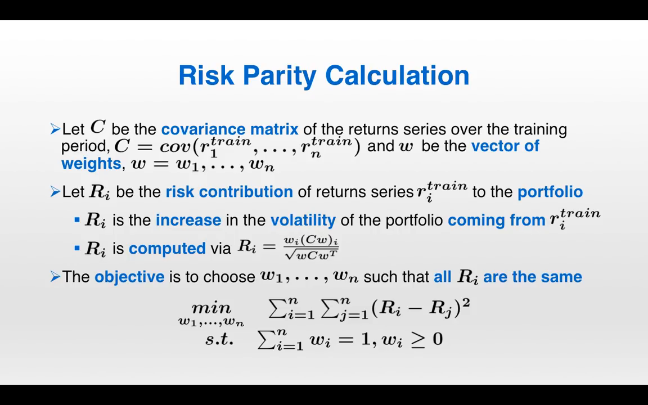And the objective here is to choose weights W1 through Wn such that all Ri are the same. Mathematically, that means choose W1 through Wn to minimize the sum of square differences of the risk contributions of different parameter sets. Again, subject to the constraint that the sum of the weights equals 1 and each individual weight is non-negative. And there is a well-known solution to this optimization problem using quadratic programming, so you don't have to resort to the searches we discussed in the last video.